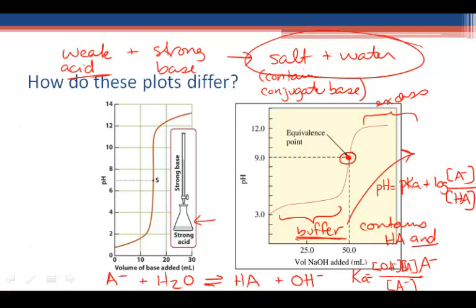But notice that when we've added half that much base, in this case at 25 milliliters, we would have used up only half the acid, and we would have made an equal amount of the conjugate base. So at that point, the A minus over HA ratio is 1, and the pH is simply the pKa. So at the half equivalence point, we can come over here on our graph, and we can look at the pH value, and suddenly we know the pKa for that acid.